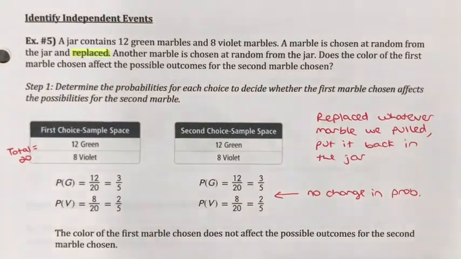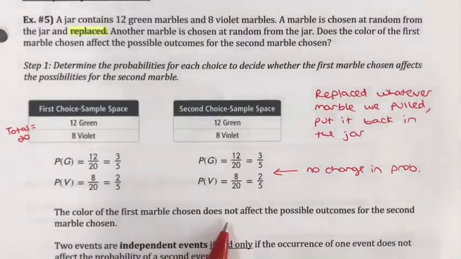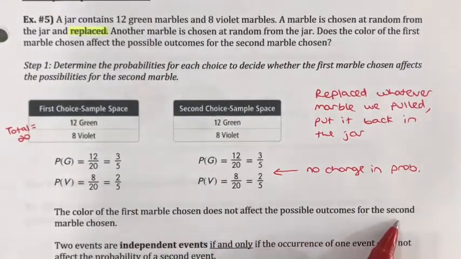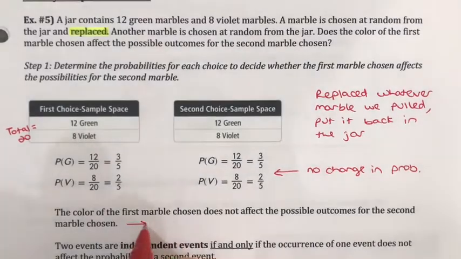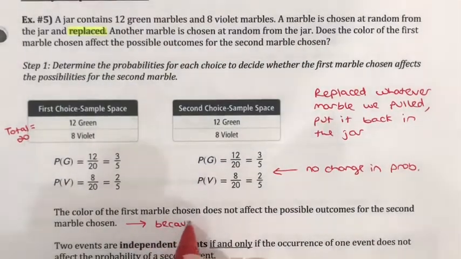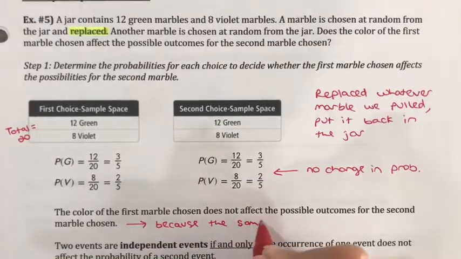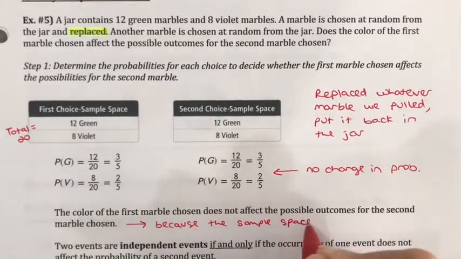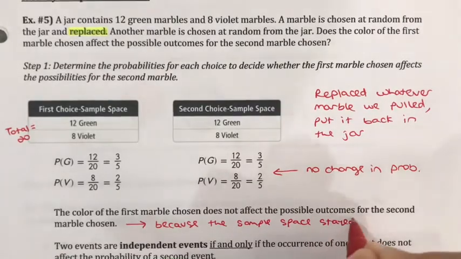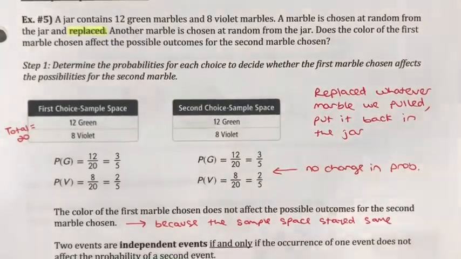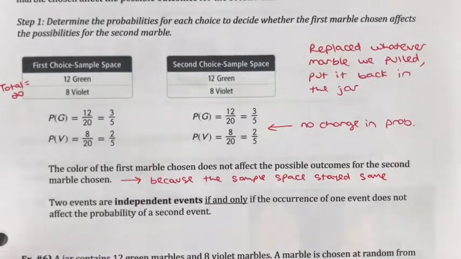Okay, so the color of the first marble chosen does not affect the possible outcomes for the second marble chosen, because the sample space stayed the same. Okay, and that replacement was the key.